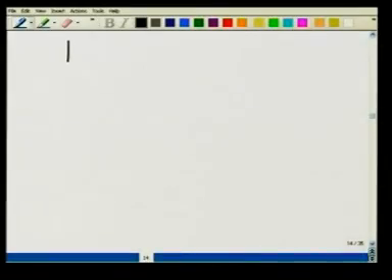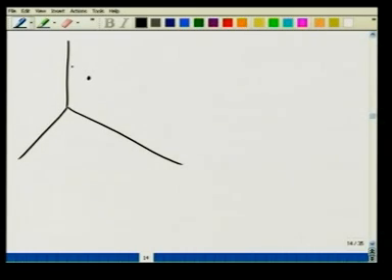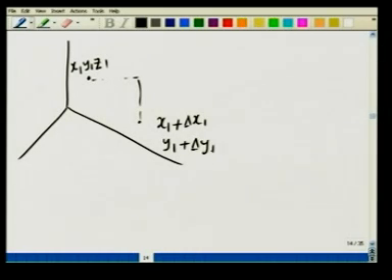Now, what do we do in the three-dimensional case? We again go back to our basic definition and see if I move from one point x1, y1, z1 to a nearby point. Let me call it x1 plus delta x1, y1 plus delta y1, and z1 plus delta z1.